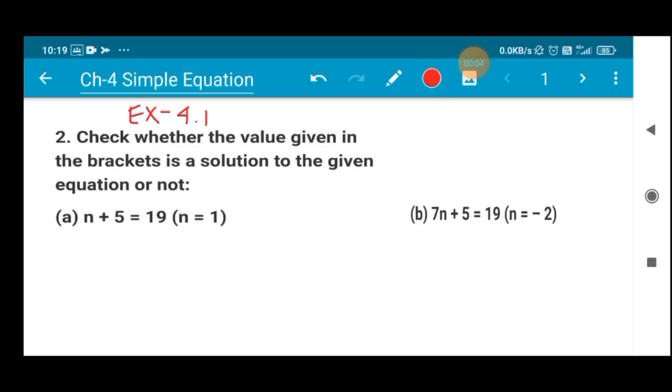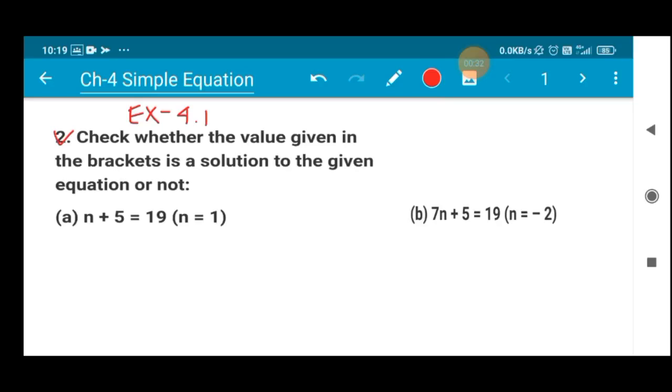So you all know that in our last class we started chapter number 4, simple equation. We introduced the chapter: what is a simple equation, what is an expression, what are variables, right? And after getting the knowledge of those terms, we also did question number 1. I hope you understood the concept of question number 1, right? So question number 2 we will be doing in this session today.